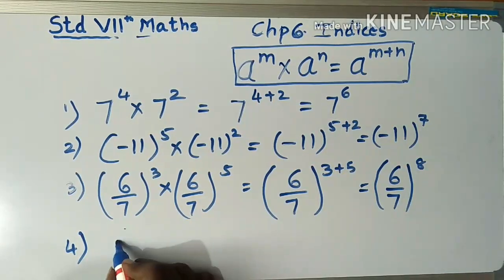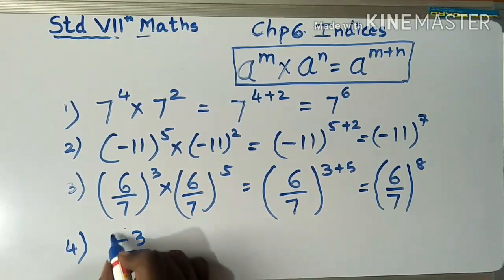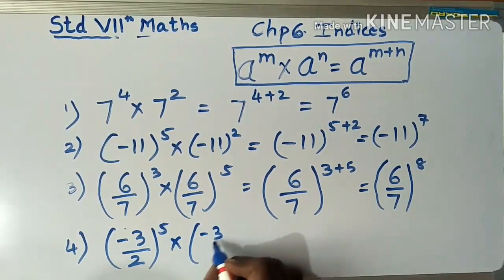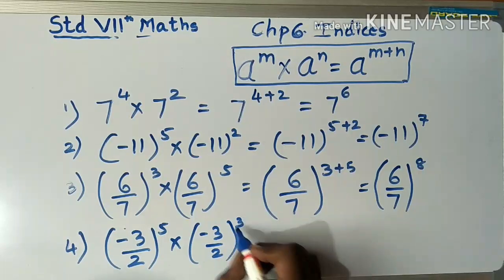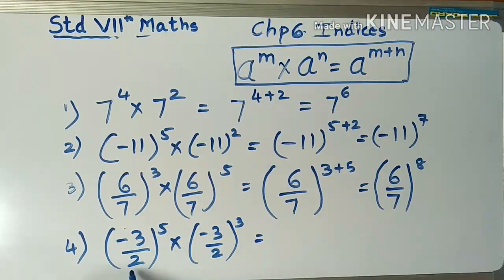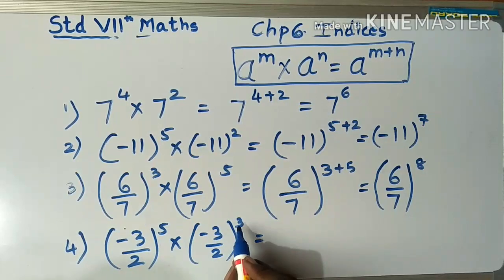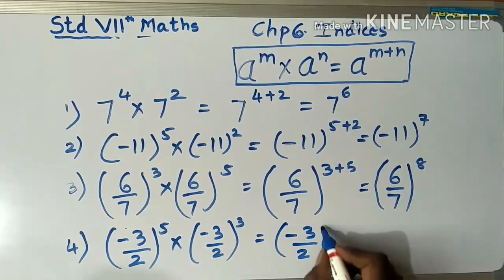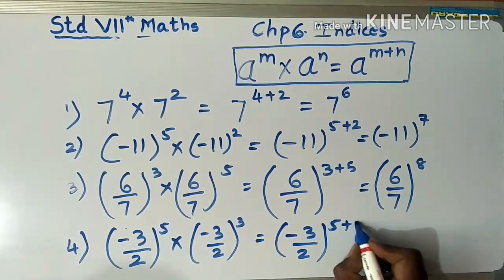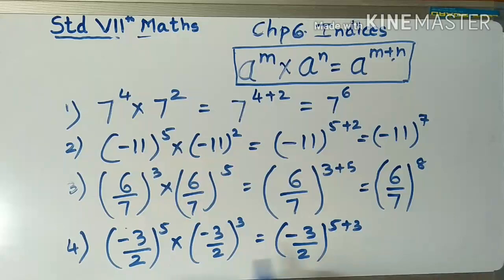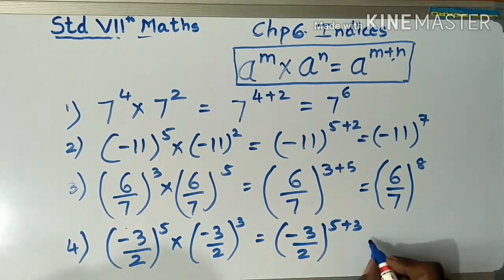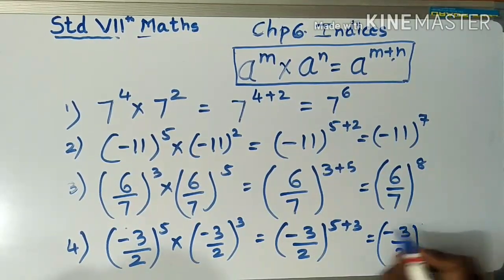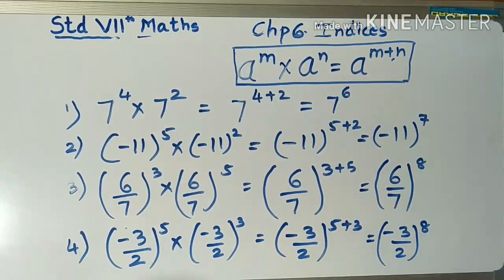Similarly, fourth one, minus 3 upon 2 whole raised to 5 into minus 3 upon 2 whole raised to 3. Minus 3 upon 2 is the base and 5 and 3 are the indices. So I will write minus 3 upon 2 as the base, index is 5 plus 3. According to the formula you have to add when there is a multiplication sign. So 5 plus 3 is 8. Now this is your fourth answer.